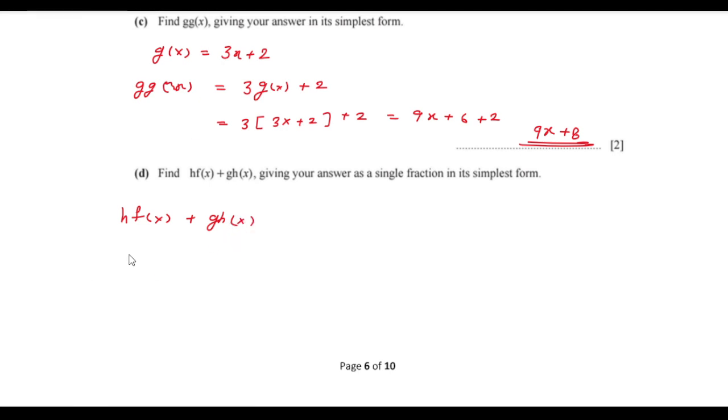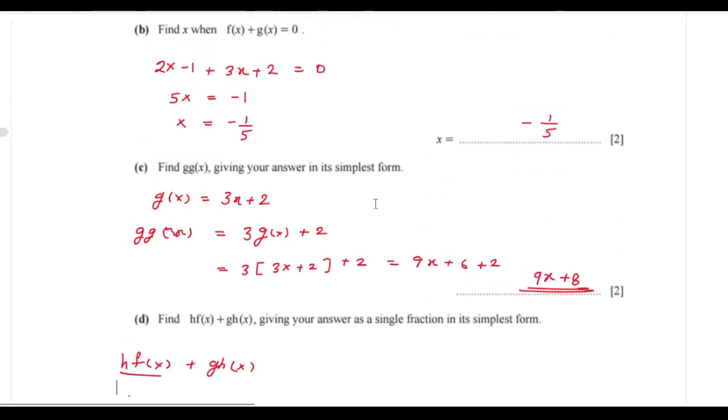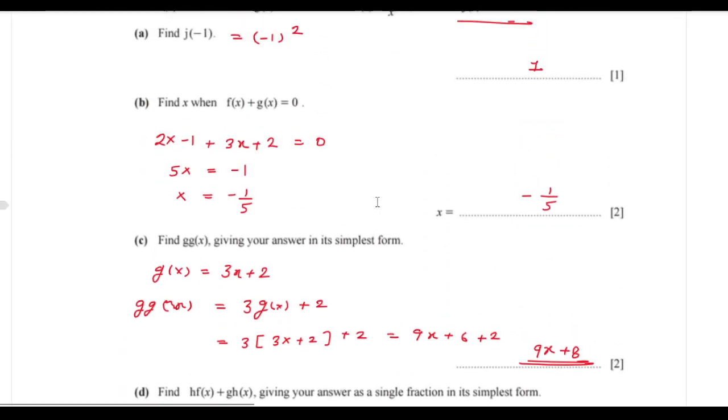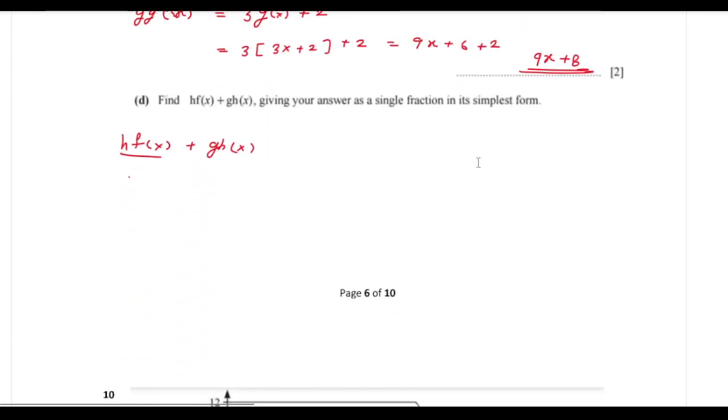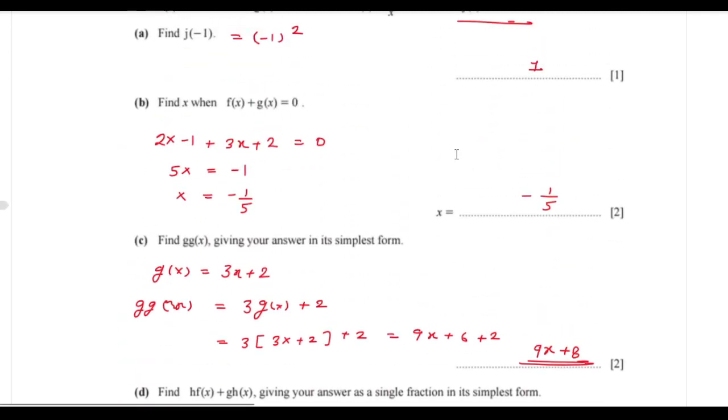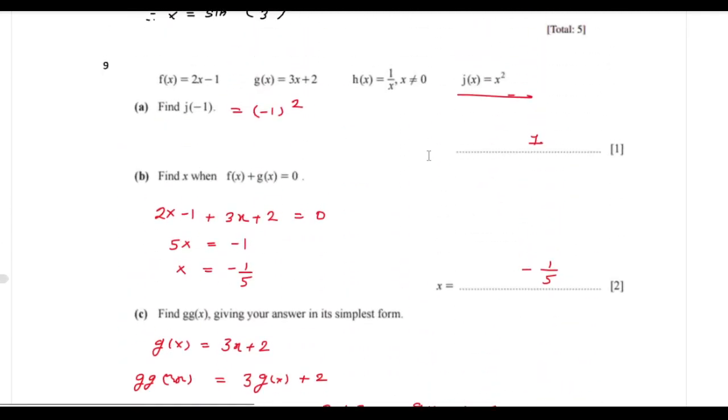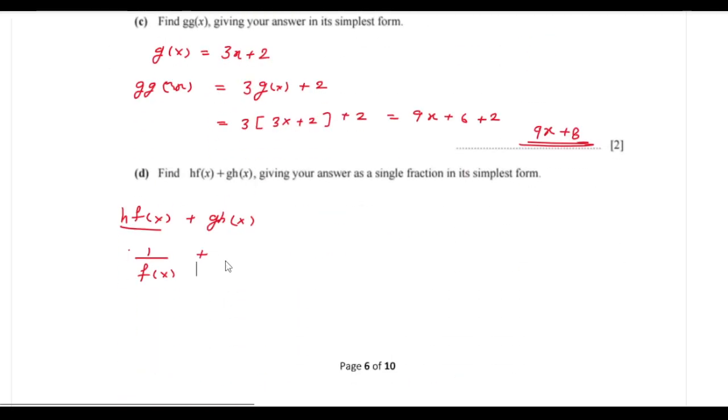So this is h of f(x). Now what is my h function? Your h function is 1 upon x. So h function is 1 upon f(x), plus what is g function? So your g function is 3x plus 2. So it's 3x will be replaced by h(x), 3x plus 2.